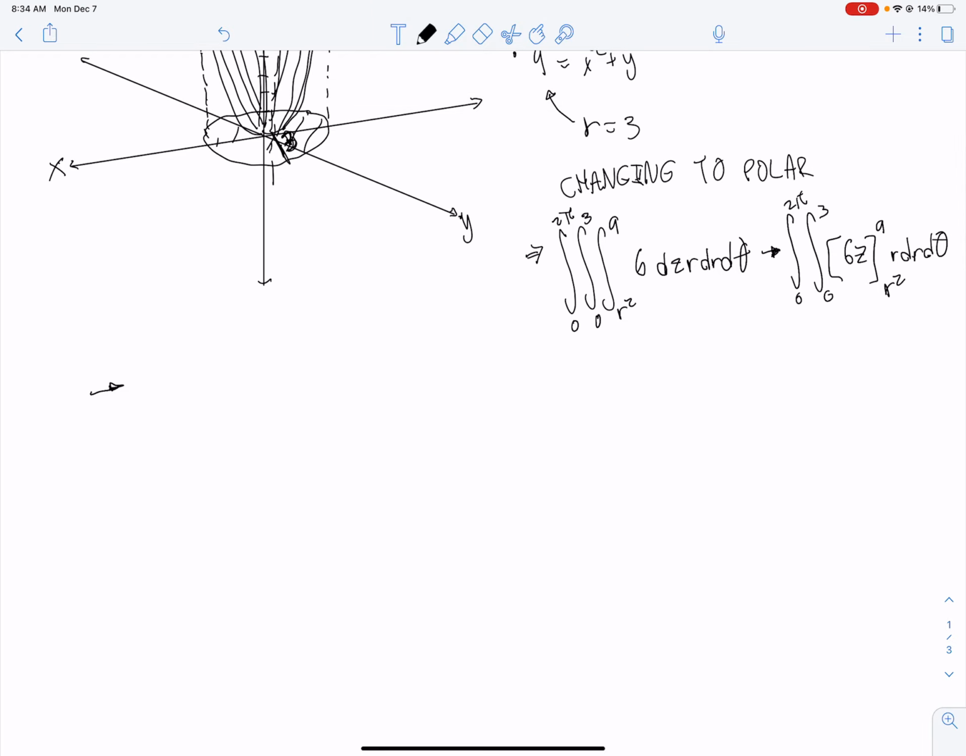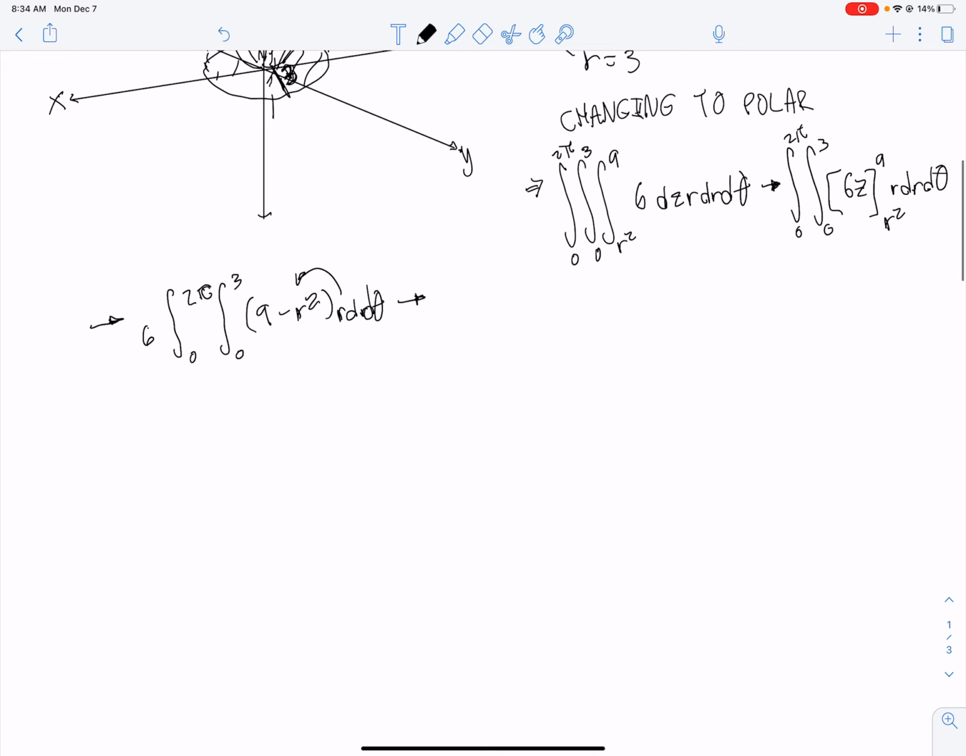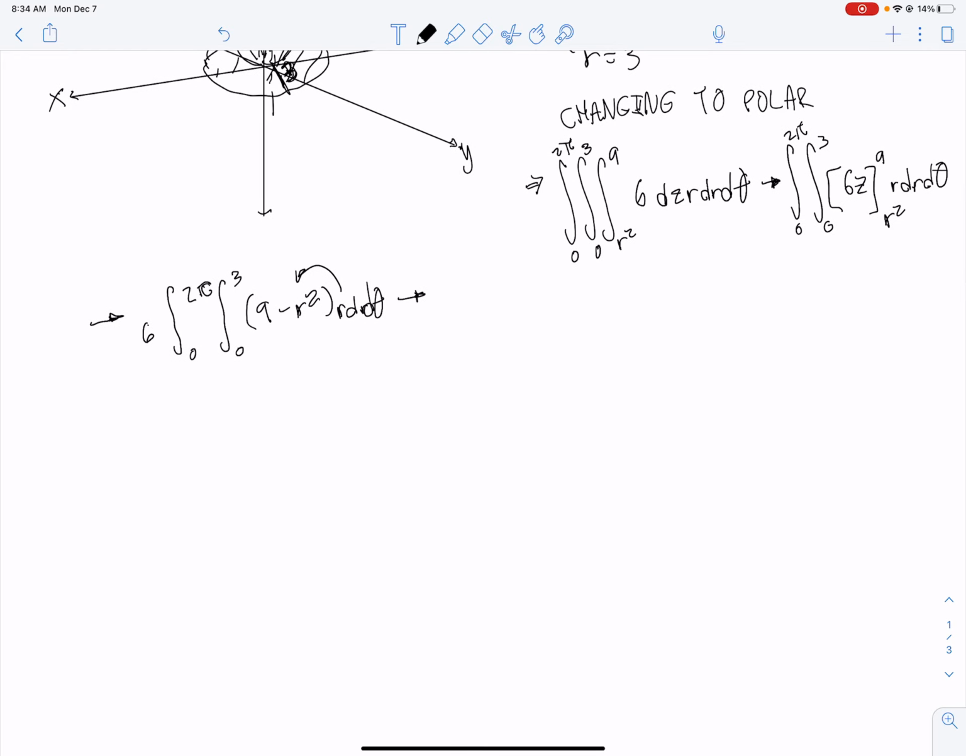Let's keep going. I'm going to put the 6 out front just for ease of visuals. And we have 9 minus r squared, r dr d theta. And we're going to distribute that r into our function. We have 6, 0 to 2 pi, 0 to 3, 9r minus r cubed dr d theta.